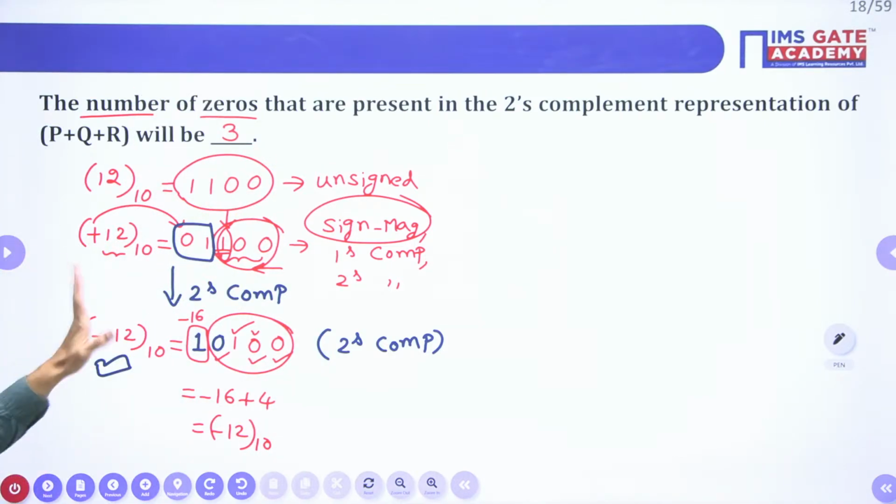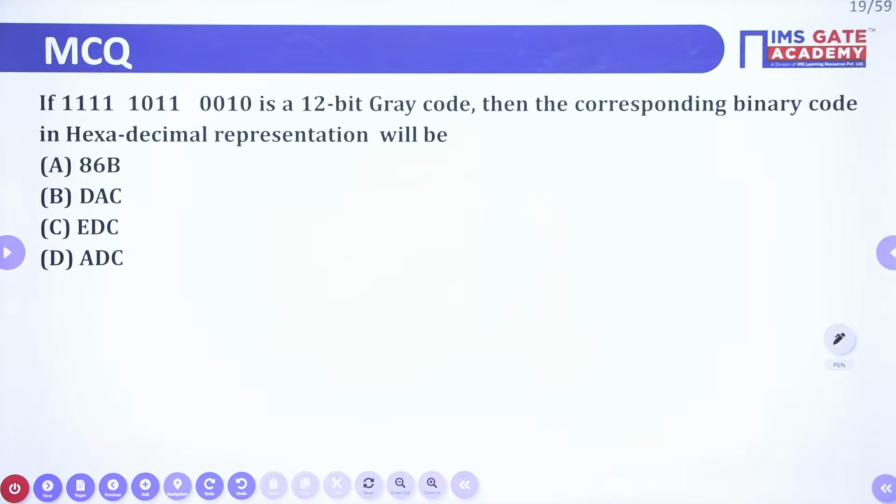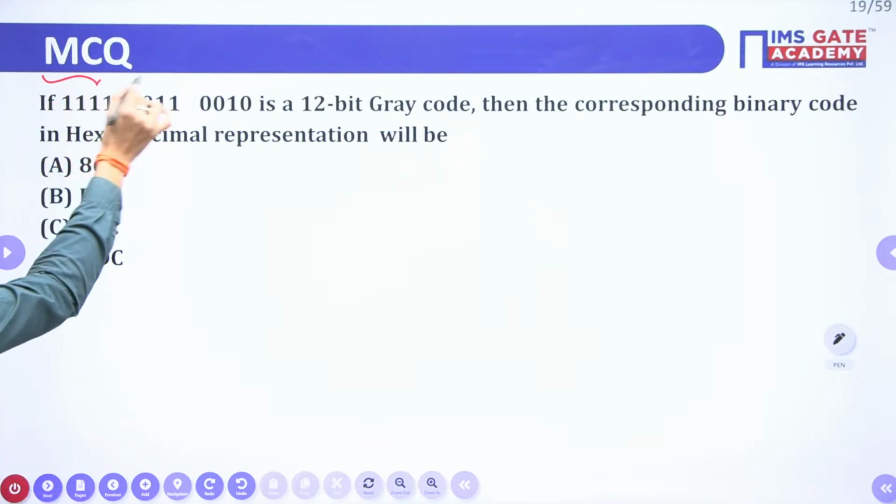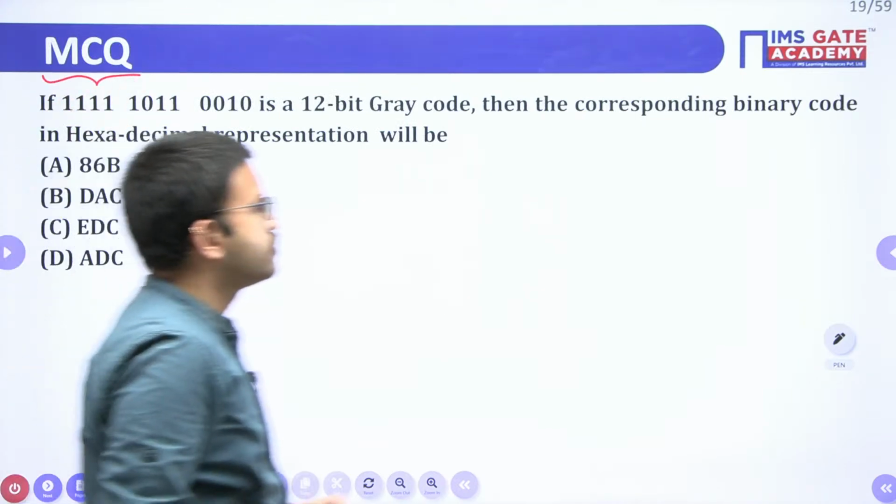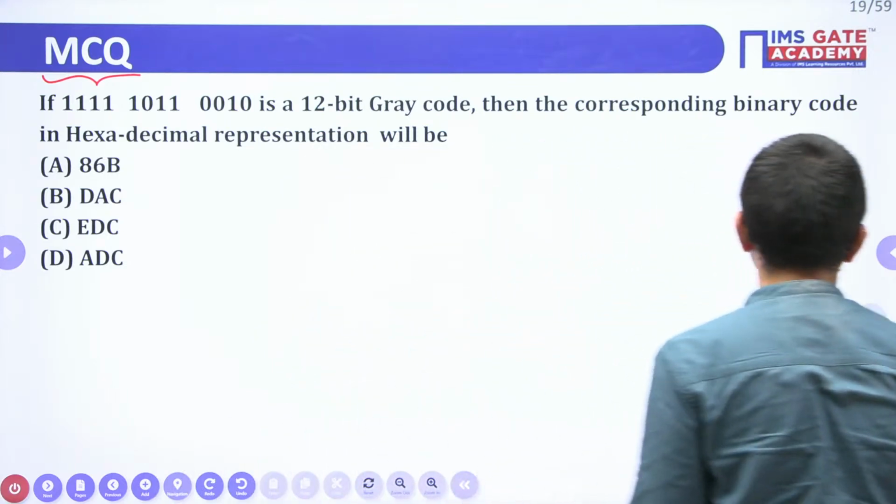I hope it is very much clear for all of you regarding the data representation, that is sign magnitude form, 1's complement form, and 2's complement form. So now let us proceed to the next question. This is an MCQ question. So all of you read the question and give it a try. This is a simple question.